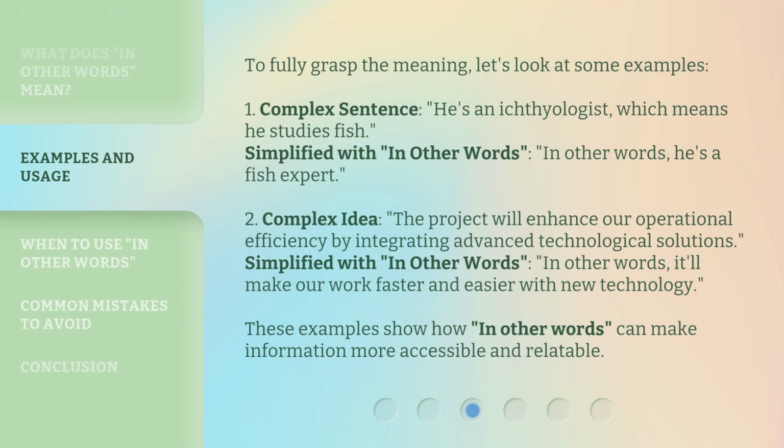To fully grasp the meaning, let's look at some examples. 1. Complex sentence: He's an ichthyologist, which means he studies fish. Simplified with "in other words": he's a fish expert. 2. Complex idea: The project will enhance our operational efficiency by integrating advanced technological solutions. Simplified with "in other words": it'll make our work faster and easier with new technology. These examples show how "in other words" can make information more accessible and relatable.